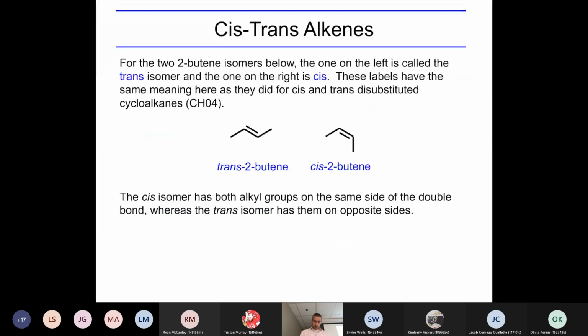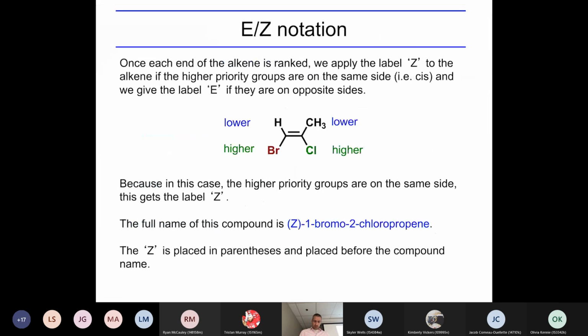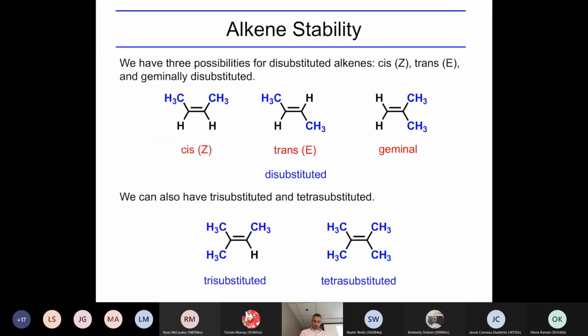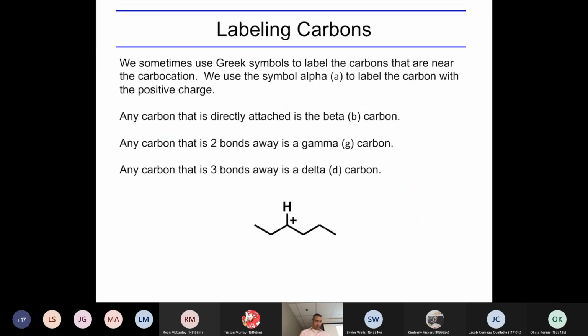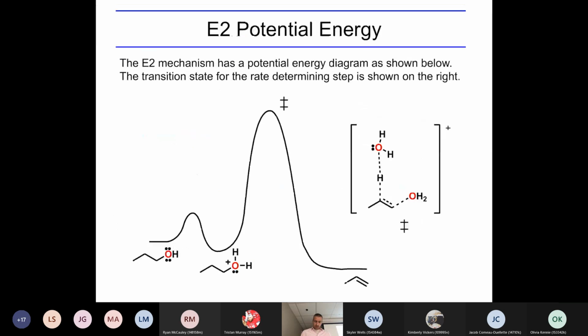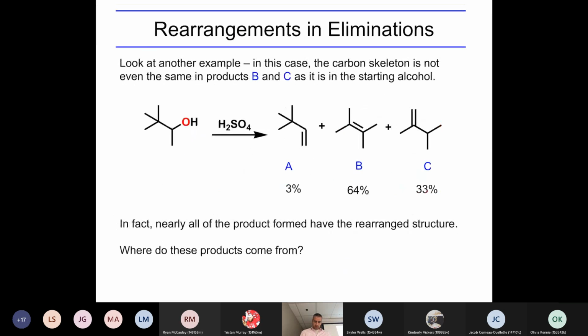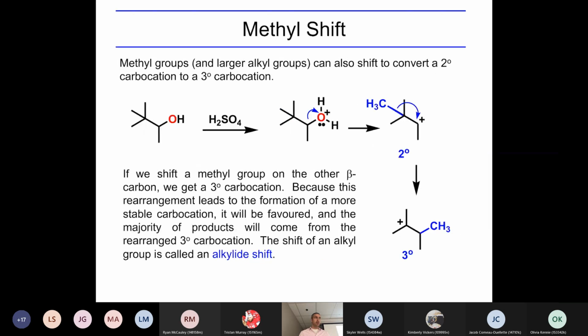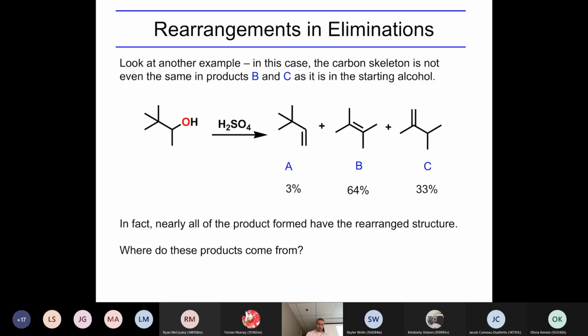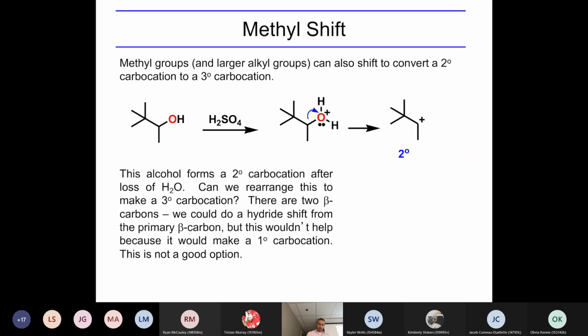Okay, so we are quite a bit through this unit already. Look how much we've done, everything we've learned. We did Zaitsev's rule. We did methyl shifts. This is what we got to. We did rearrangements at the end of last class, and we looked at this example. We looked at the hydride shifts as well. This example.